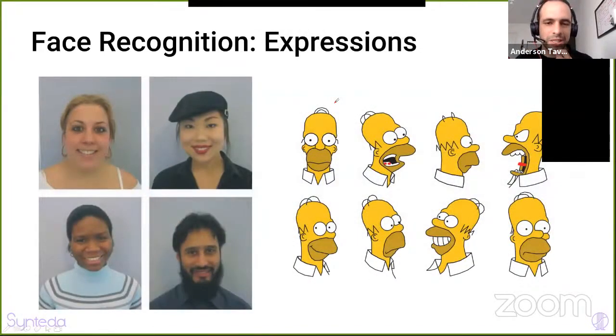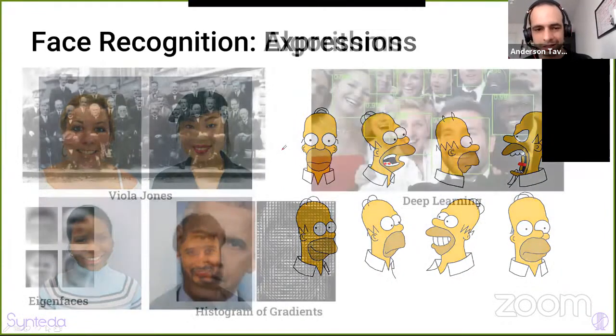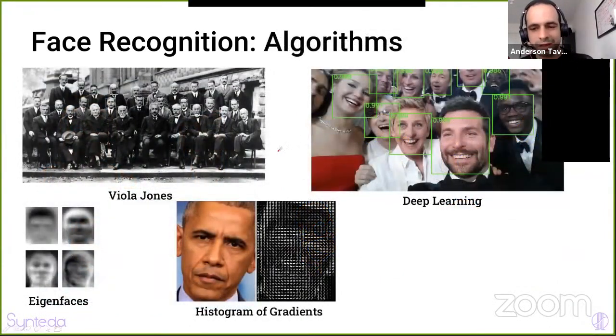But some expressions seem to be more universal, like smiling and crying, and this can be encoded into drawings as well. We can use that to recognize the actions or the expressions in our algorithms and networks as well. Even cartoons, yeah.